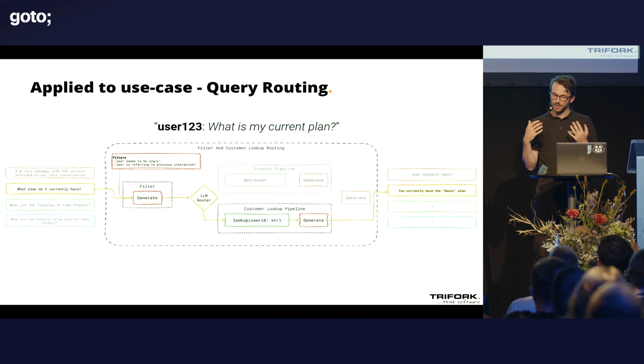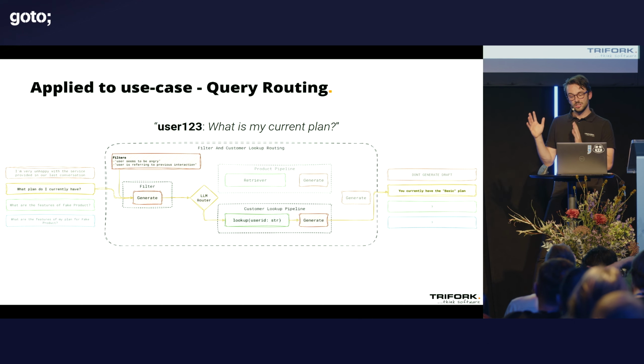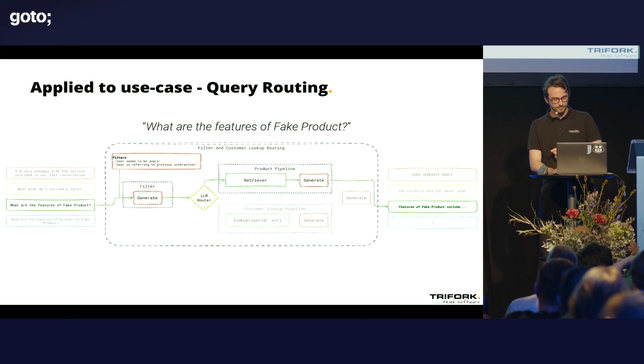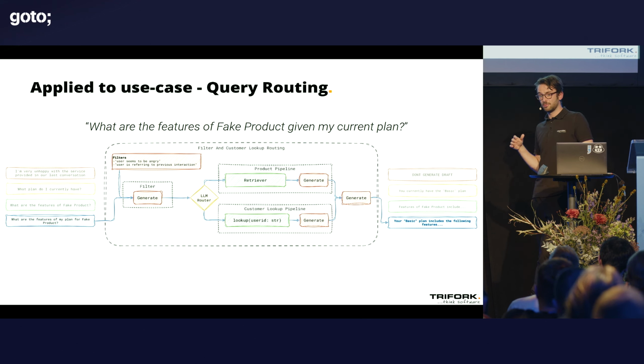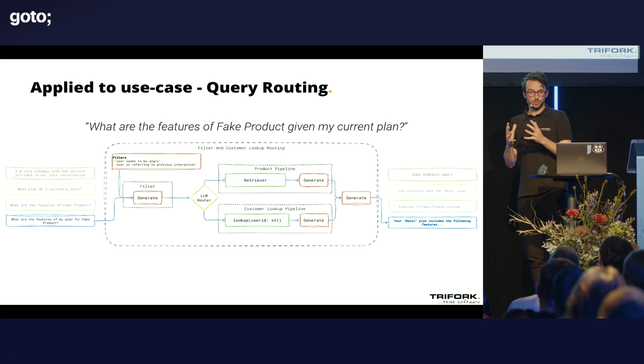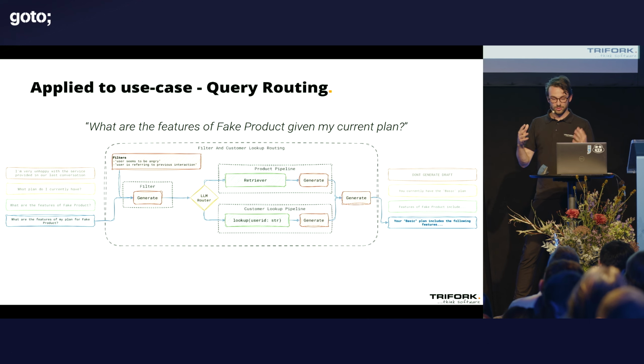Then, what is my current plan with a user ID? That just goes to the customer lookup pipeline, and we can see that they have a basic plan. Again, if they're just asking about the product, we want to use the same pipeline we've been using the whole time. But there could be questions that involve both pipelines. So if both are present, we want to answer both questions using each pipeline and then fuse them together in the end to generate an answer to the whole question.